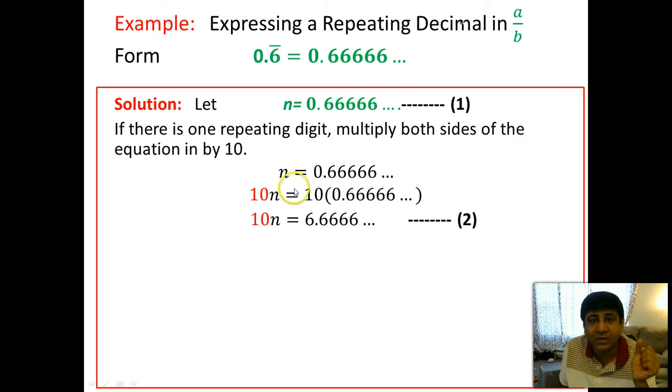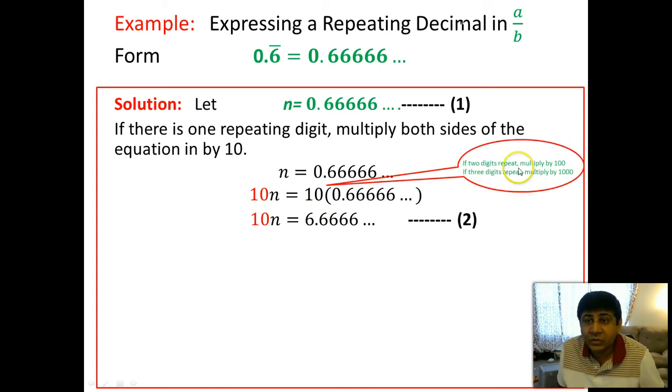So n was given to us, multiply both sides by 10. Now when you multiply 10 by 0.666, it will just be 6.6666. As I mentioned earlier, if two digits repeat, you multiply by 100. If three digits repeat, you multiply by 1000, and so on. You know where it is going. Now this is your new equation.